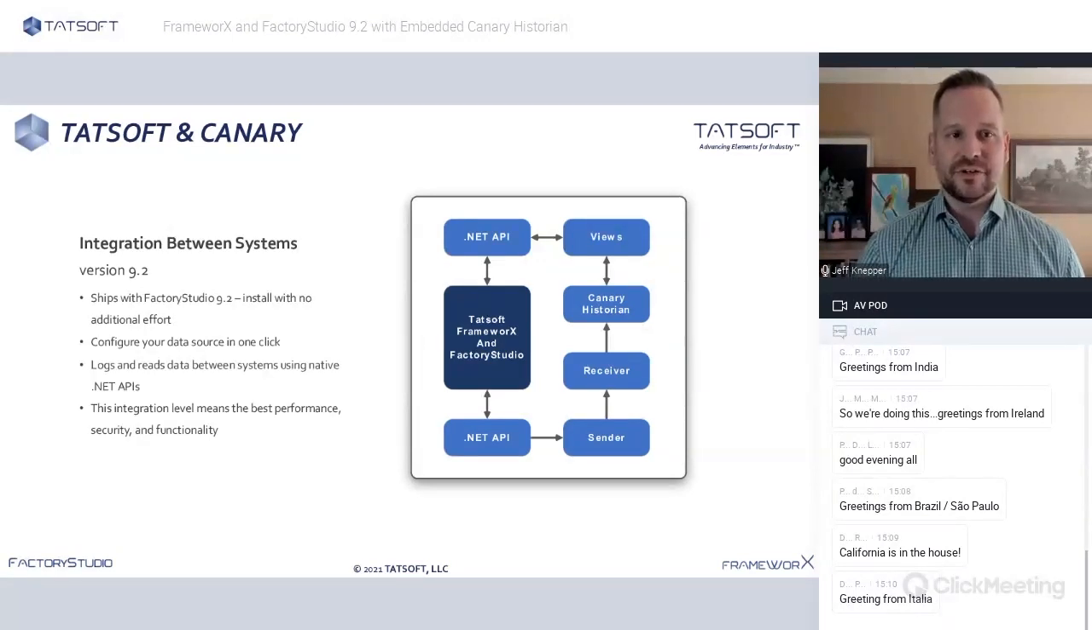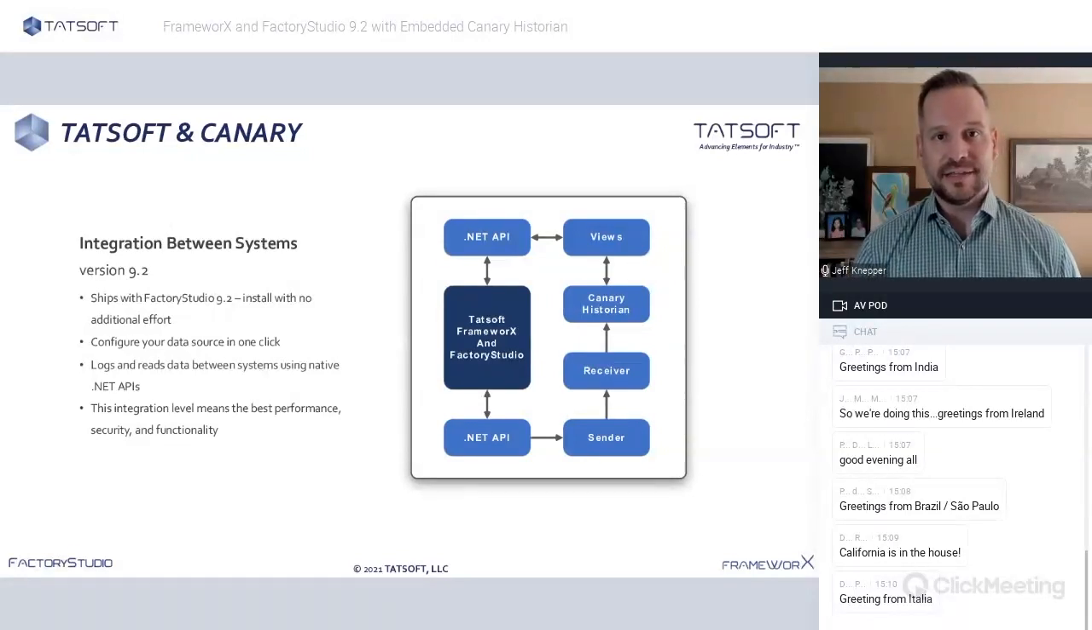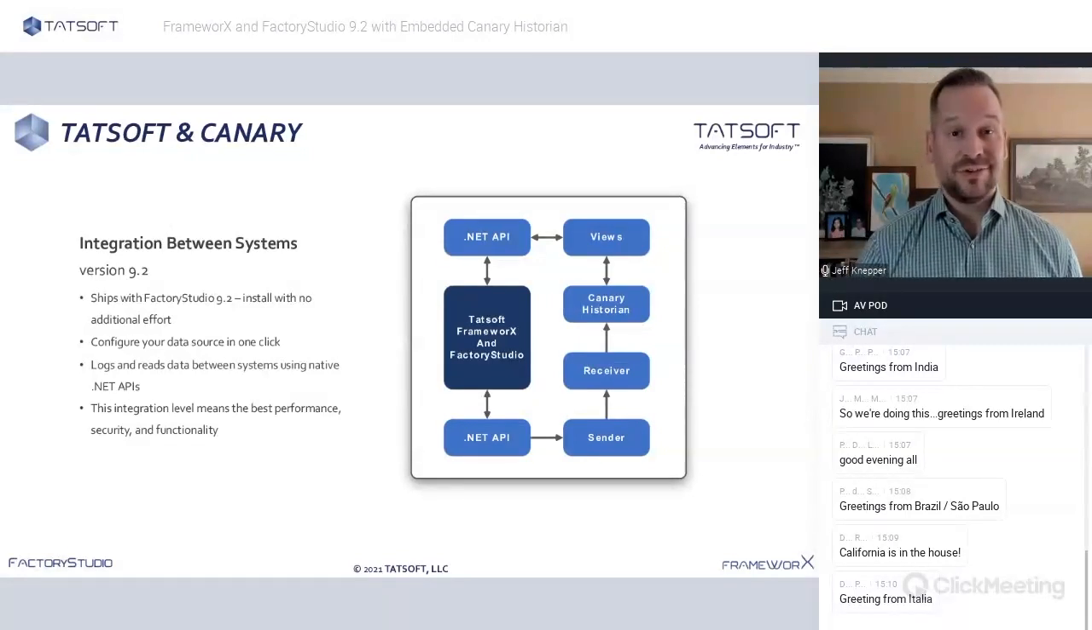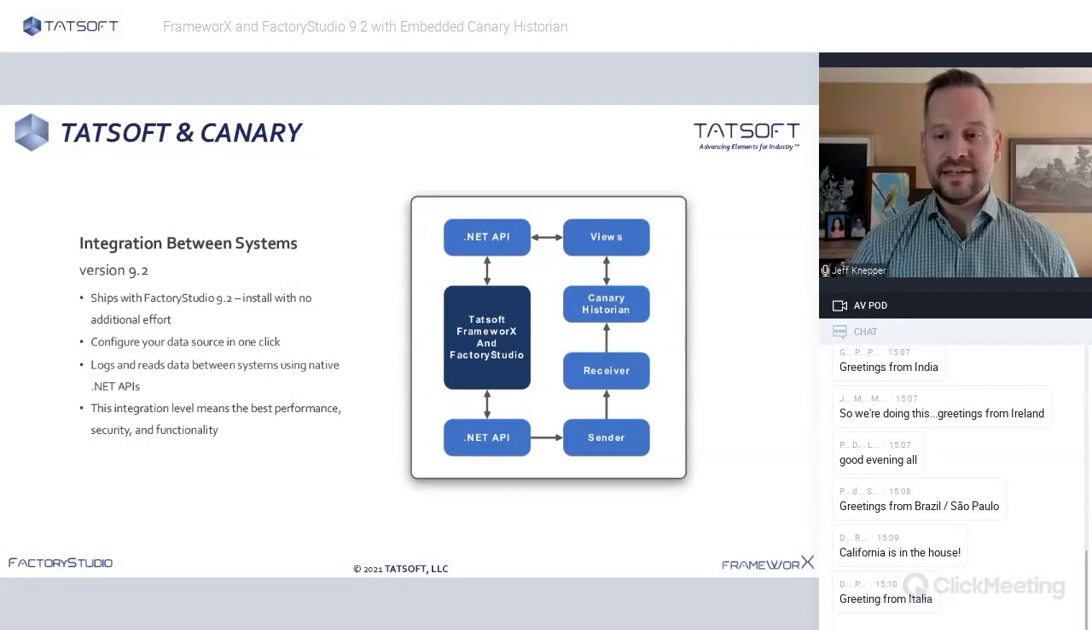And it's all about that integration. As I've mentioned, the way that we're integrating is the key here. So we are connecting at the .NET level with Hatsoft. So you're feeding .NET API out to log, and you're reading .NET API back in out of the view service to the Canary Historian. It's literally one-click configuration, and you're going to get the best of the performance and the security because of that .NET API.